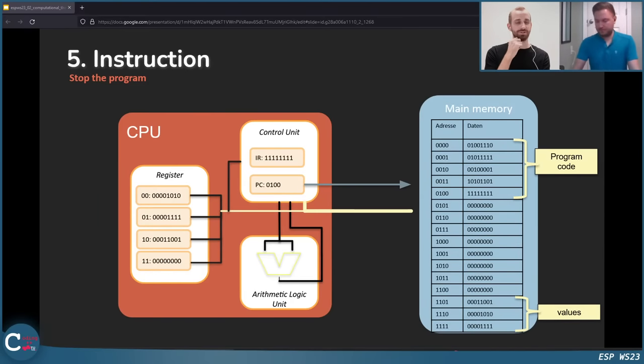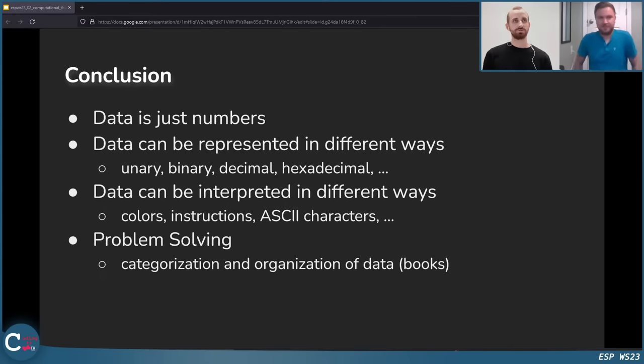Okay, our time is nearly at the end, so maybe we just conclude what we have learned today. We saw that data is really just numbers in any kind of representation. We can represent it in unary, binary, decimal, hexadecimal. There are other ways to represent data in computer science, especially in computers. Binary is the most common representation, and when we talk about the location of values inside the memory, hexadecimal is mostly used for that. But it depends on how we interpret the data. We can interpret the same bits as a color, as an instruction of a CPU, or as ASCII characters. So there are so many ways we can interpret it.